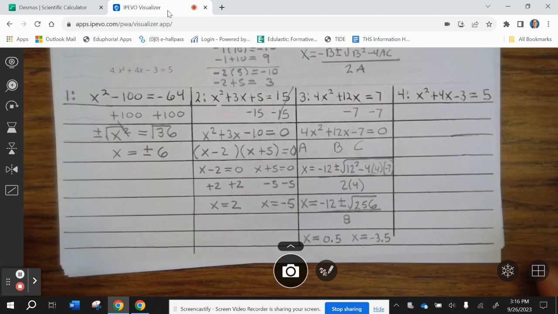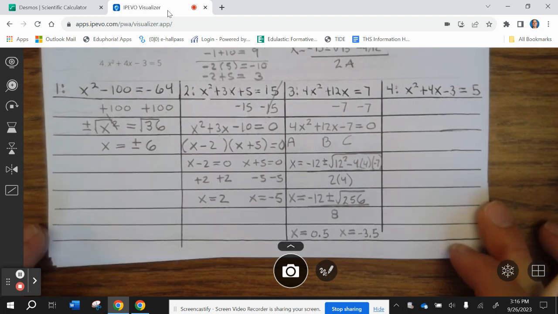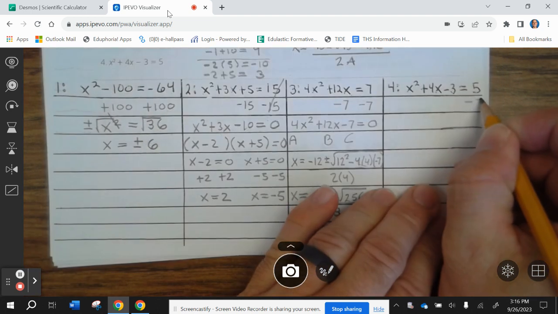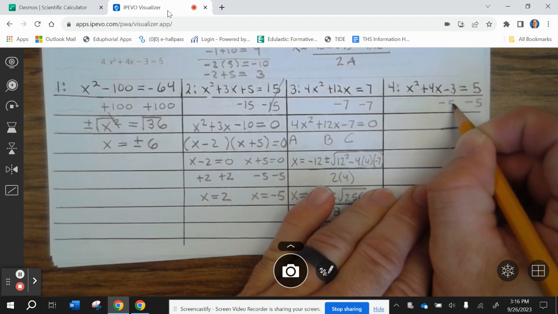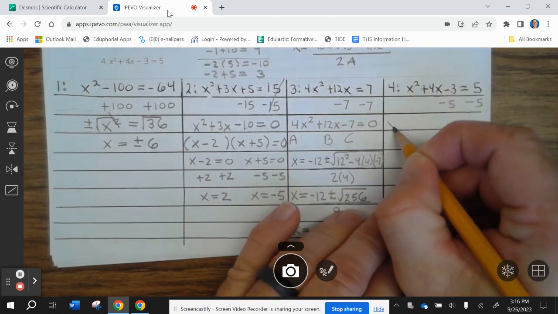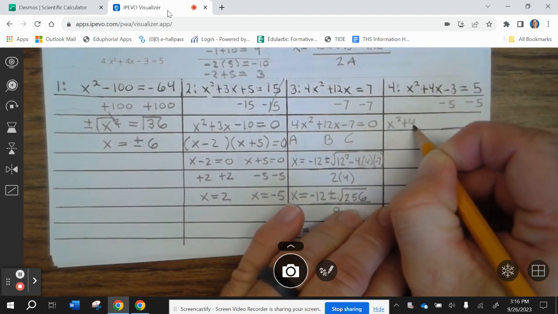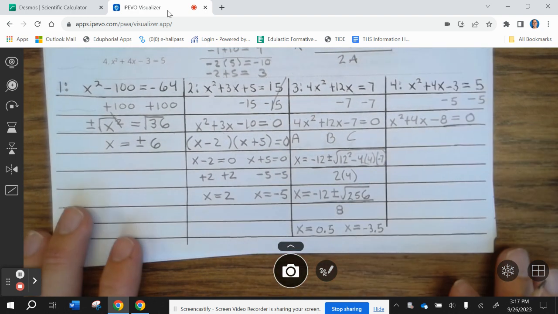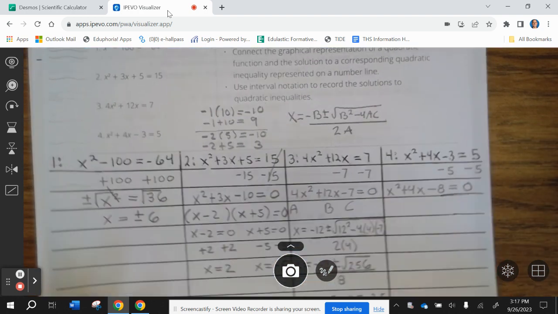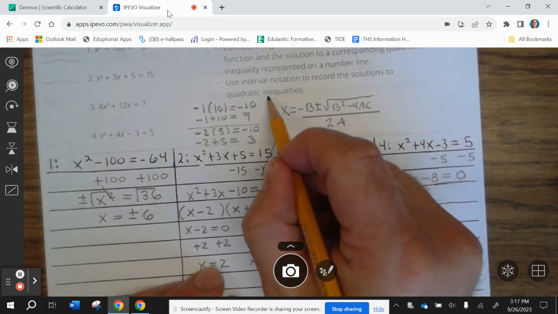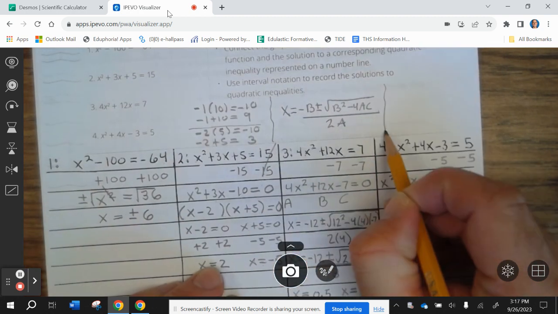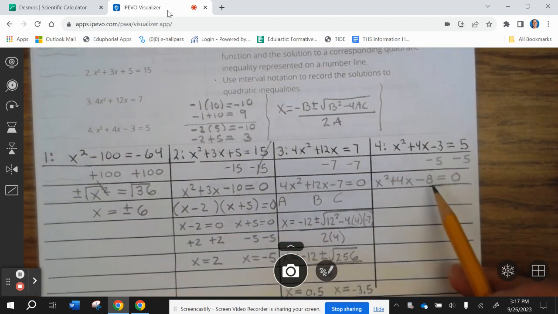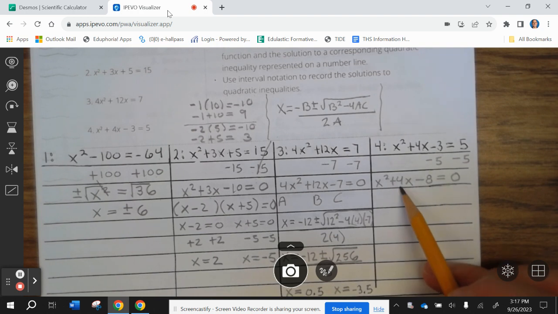Okay, now let's take a look at the last one. Okay, now we're going to subtract 5 from both sides. So then that's x squared plus 4x minus 8 equals 0. Now, to factor, we need to find out what numbers multiply to give you negative 8 and combine to be 4. Since the last number is negative and the middle number is positive, the bigger number should be positive.